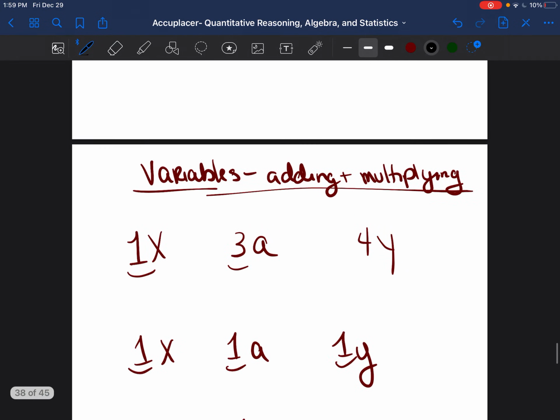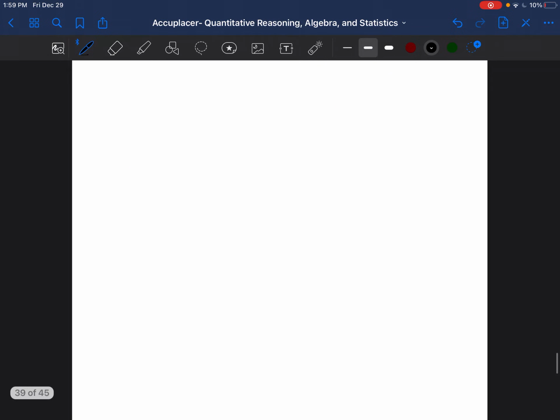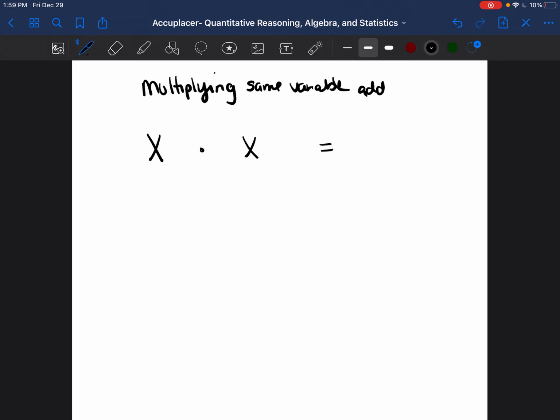Okay, so we talked about variables. We talked about adding them. Now let's talk about multiplying variables. So if you had X times X, because you're going to see this a lot. So now this is not adding anymore. It's multiplying. So a different rule applies. So when you're multiplying and they have the same variable, you have to add the exponents. Write this as a note. When you're multiplying and they have the same variable, you need to add the exponents.